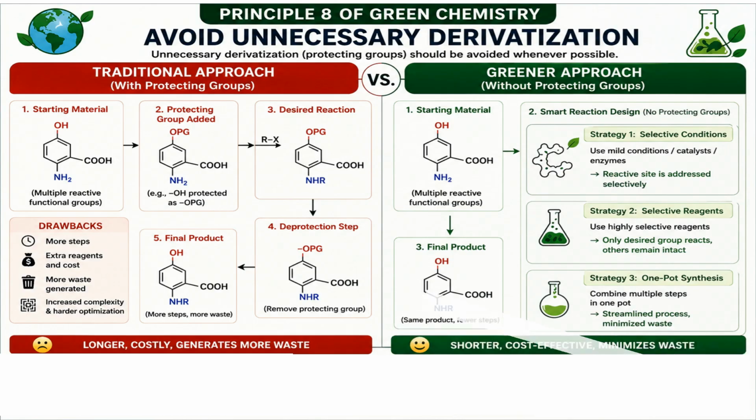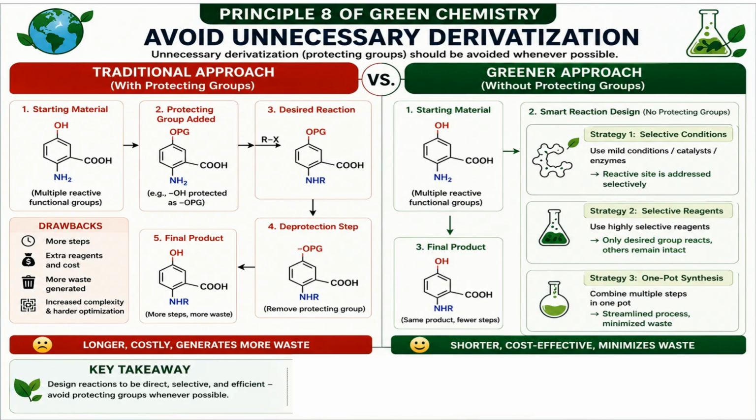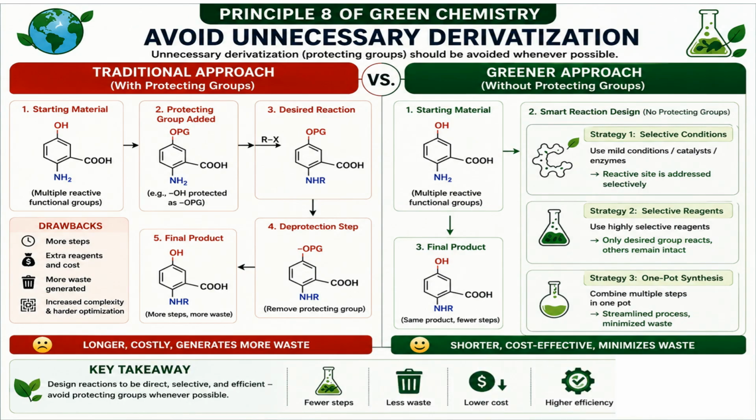This approach offers major advantages. It is a shorter process, cost-effective, and minimizes waste. The key idea of Principle 8 is to design reactions to be direct, selective, efficient, and avoid protecting groups whenever possible. By doing this, we have alternative pathways for reactions with fewer steps, less waste, lower costs, higher efficiency, and more environmentally friendly and sustainable. We make chemical processes cleaner, simpler, and more sustainable.